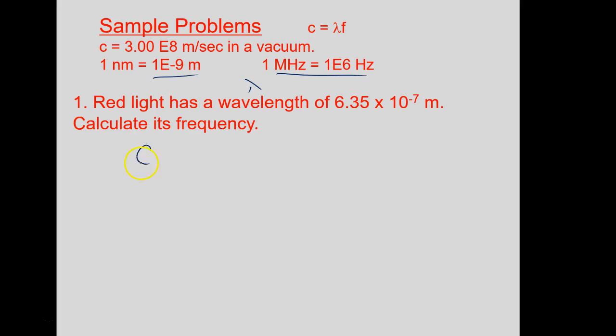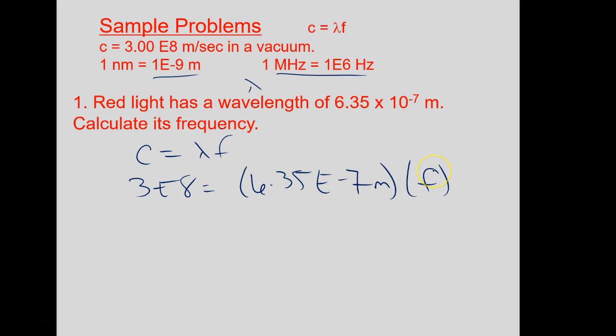Calculate the frequency. So, C equals lambda F, 3 e to the 8th equals 6.35 e to the negative 7 meters times the frequency. Now, this is an important thing. If you're going to use this equation, wavelength has to be in meters, frequency has to be in hertz. It can't be anything else. The equation doesn't work like that. So if it's something other than meters or hertz, then you need to fix that before you use the equation.